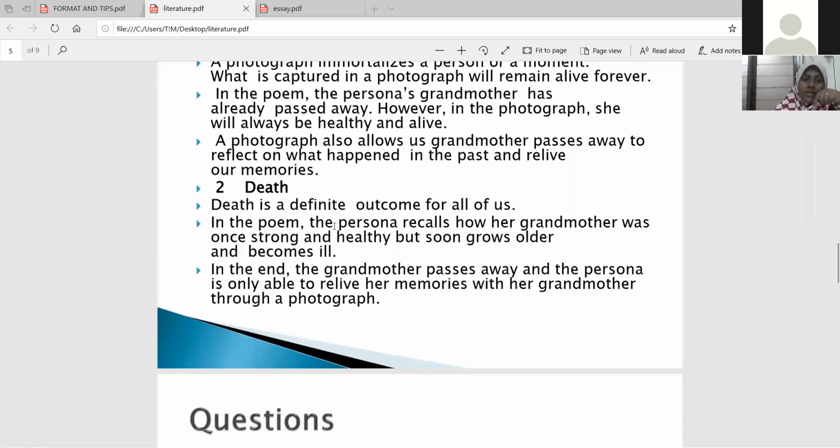All right, death is a definite outcome for all of us, meaning mati itu pasti, right? It will happen to everyone. Okay, in the poem, the persona recalls how her grandmother was once strong and healthy, but soon grows older and becomes ill. From stanza 1, she was a bit young, not too young, but she was healthier compared to stanza 2. In stanza 2, she became a bit ill, right? And then the last few lines show that she became forgetful and she passed away. Okay, so that's what the theme is about. So it shows that in the end the grandmother passed away and she keeps a photograph for the memory.